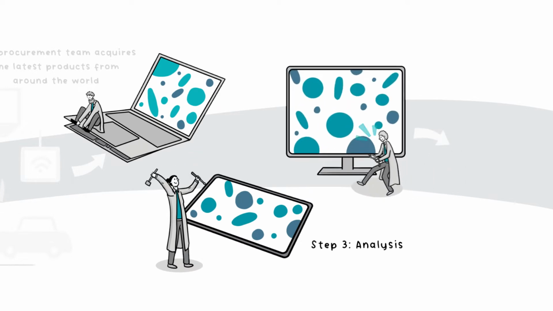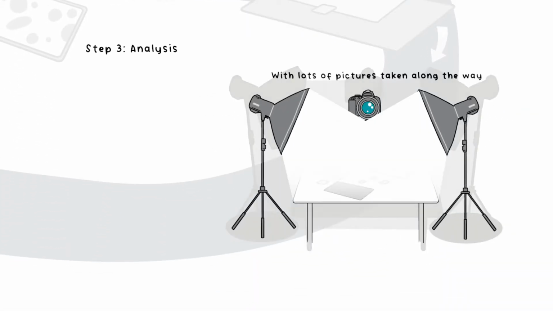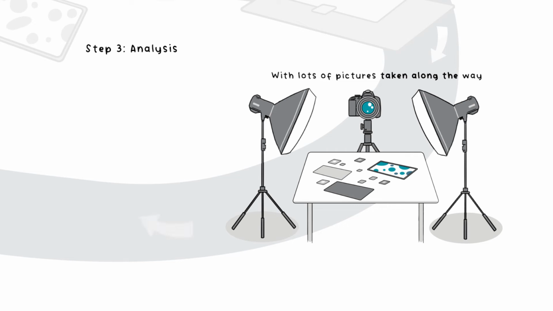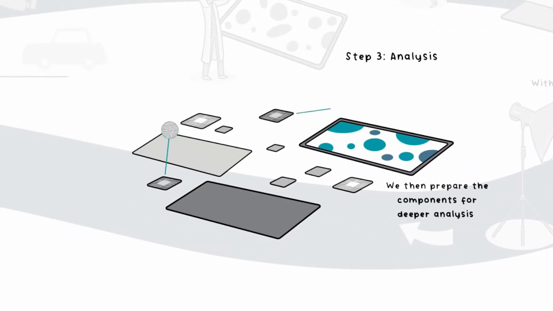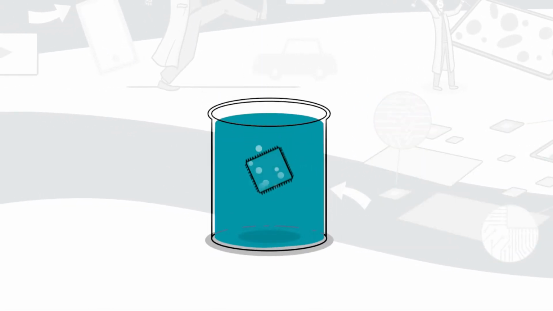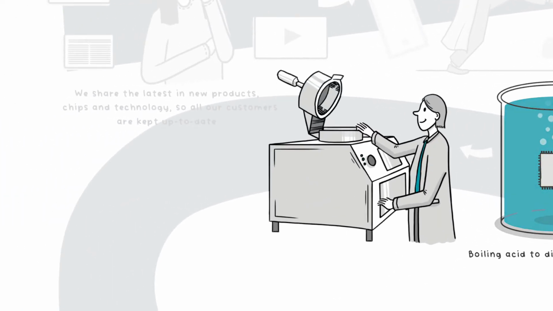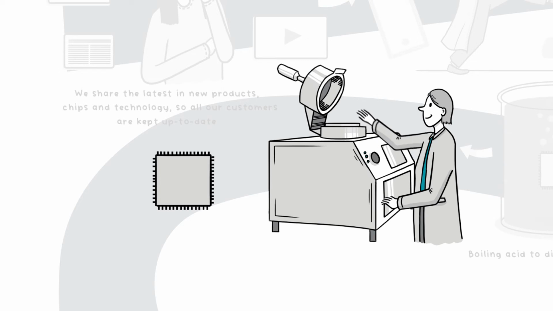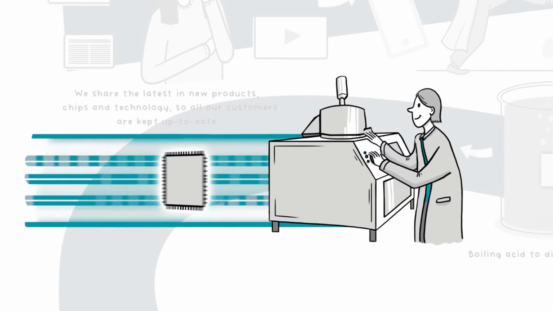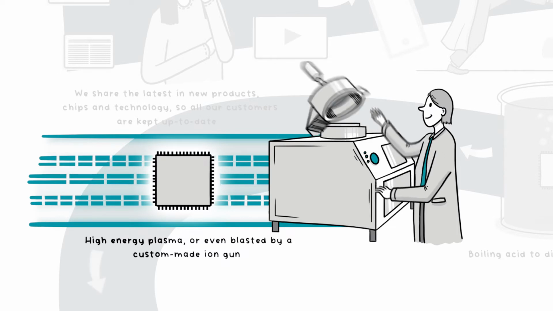Our lab gently disassembles the product with lots of pictures taken along the way, focusing on the most interesting components and chips. We then prepare the components or chips for deeper analysis. It often starts with dropping a packaged component into boiling acid and dissolving away the packaging material. When the chip is released from inside, we need to go even deeper into the chip to get at the structures of interest. This might mean exposing it to high energy plasma or even blasting it with our custom made ion guns. Chips are small, but the interesting stuff inside, it's even smaller.